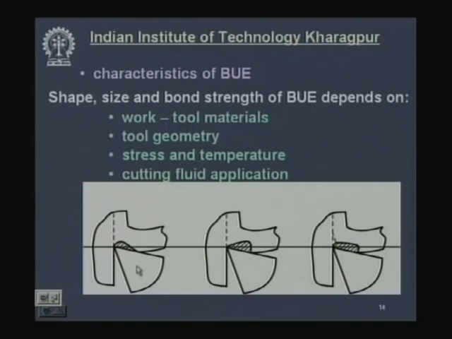Tool material: if the tool material is very chemically inert, with no affinity for the chip material, then there will be no chemical or metallurgical bond, so there will be no built up edge formation. Tool geometry: if the tool geometry is unfavorable, say negative, then there will be more built up edge formation. Stress and temperature: if the stress is very high because of high force and feed, and hard, work hardening materials, and the temperature is high because of high velocity and high feed, then there will be more chances of built up edge formation. Cutting fluid application.